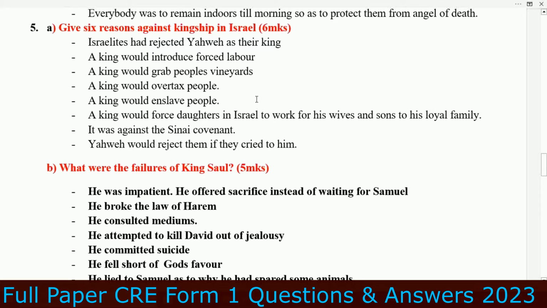He did not want Israelites to have a king. Why? Number 1, Israelites rejected Yahweh as their king. Number 2, a king would introduce forced labor. Number 3, a king would grab people's vineyards. Next, a king would overtax people. Next, a king would enslave people.